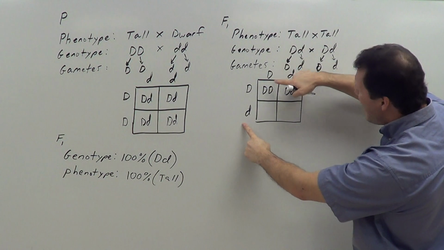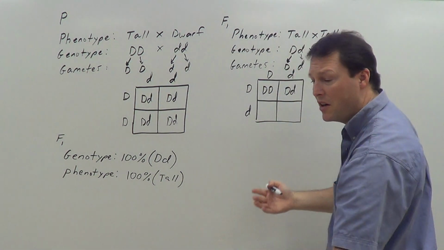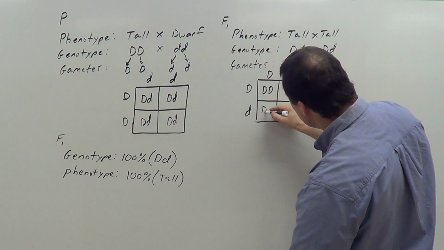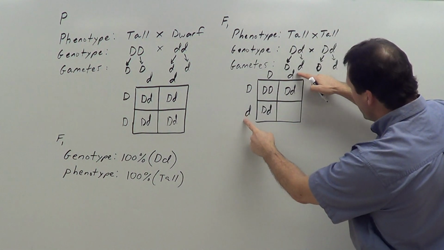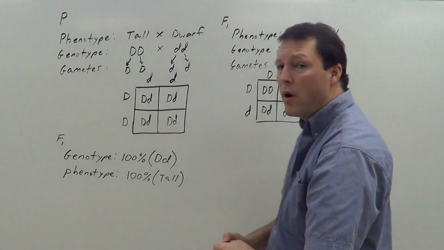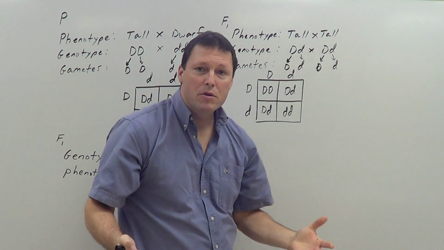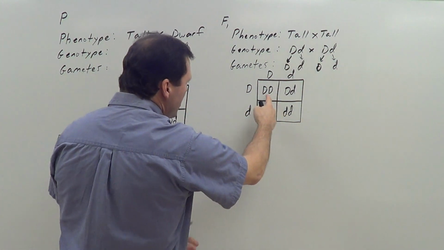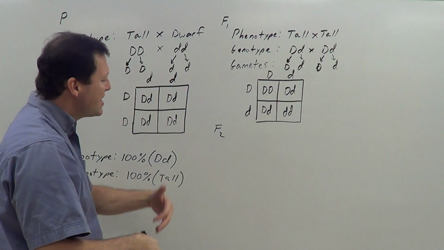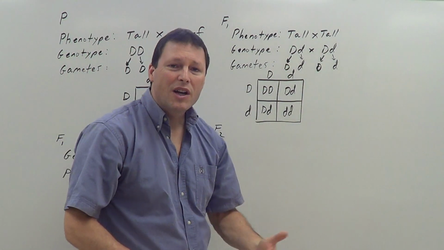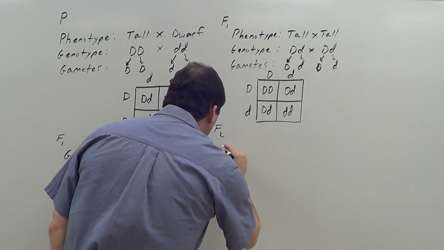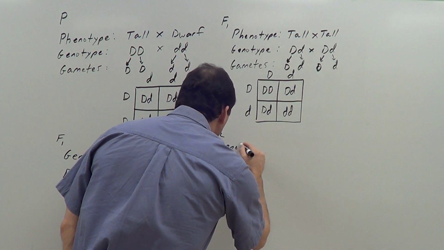When I get here, again, by convention, meaning the scientists decided it should be that way, the capital D gets written first. So capital D, lowercase d, and then here I got two lowercase d's. Now I want to summarize my results. So these are genotypes. They're going to be the genotypes of the F2 generation. In a sense, this is the second filial generation, the grandkids of the parent generation. So again, these are genotypes, so I'm going to write genotype.